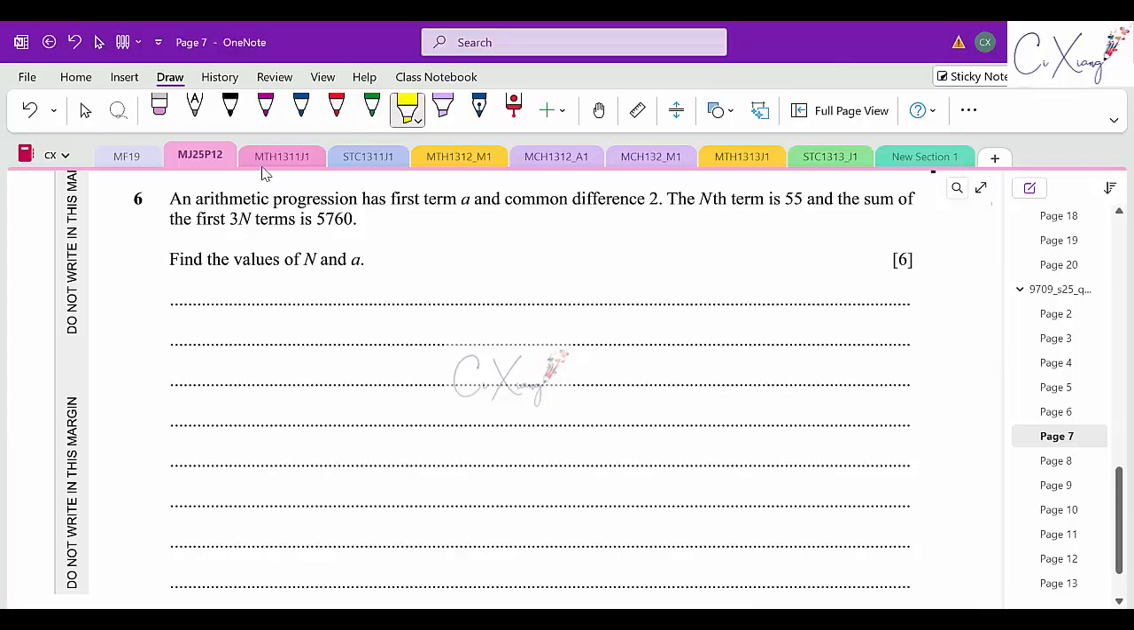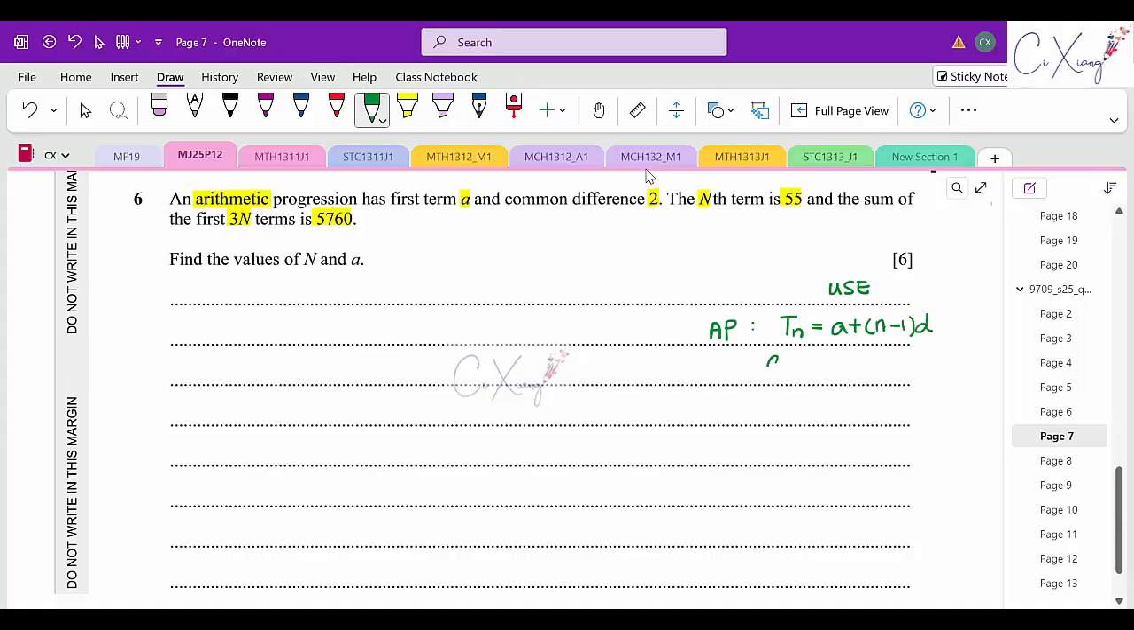Question number 6. We are having an arithmetic progression. First term is a, common difference is 2. The Nth term is 55, and the sum of the first 3n terms is 5760. Find the value of n and also a. Alright, then now, we are having an arithmetic progression. The general formula that we are using frequently in this part is the nth term formula. What is the formula for the nth term? So it should be a plus n minus 1 d.